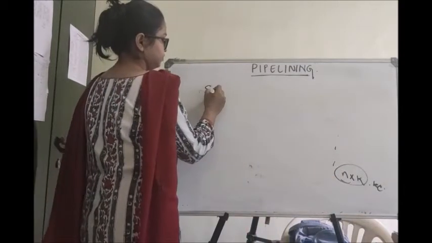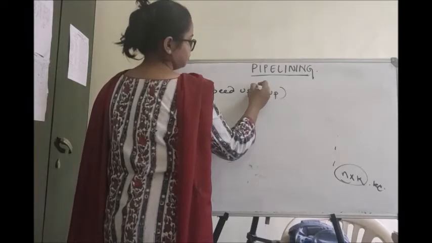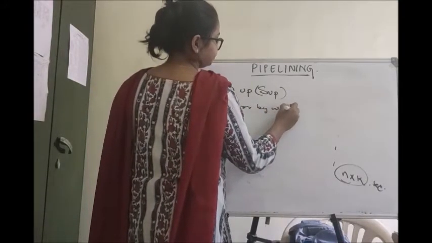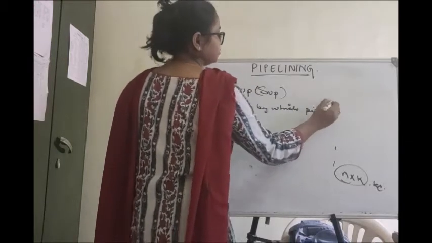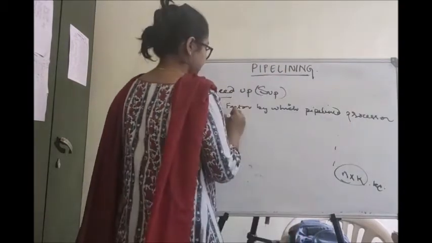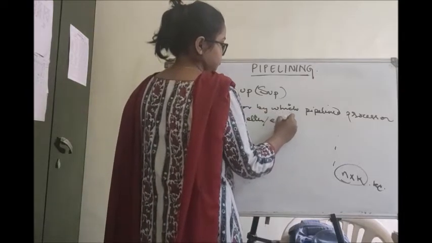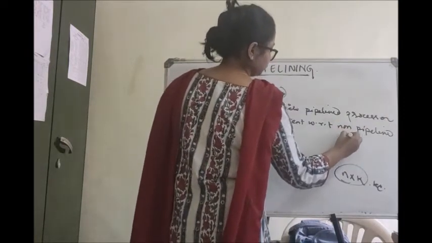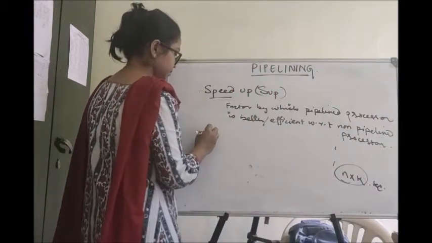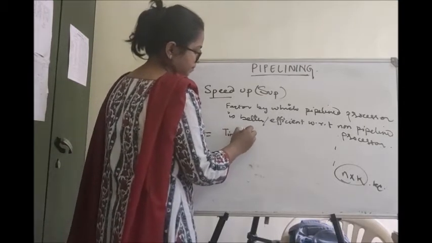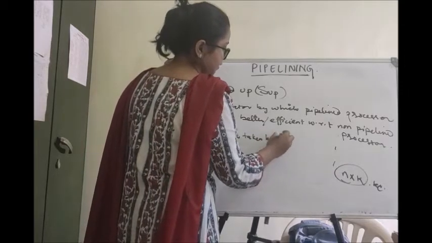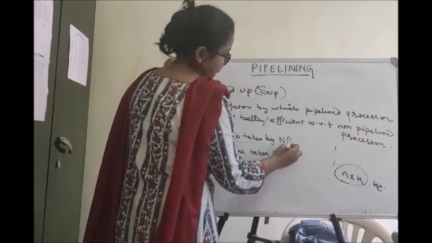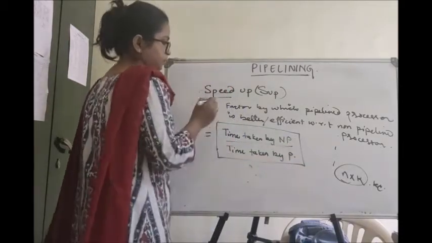Okay, speed up. Speed up is defined as the factor by which the pipeline processor is better or more efficient with respect to the non-pipeline processor, which is defined by the mathematical formula: time taken by the non-pipeline processor divided by time taken by the pipeline processor. So this is the formula for speed up.